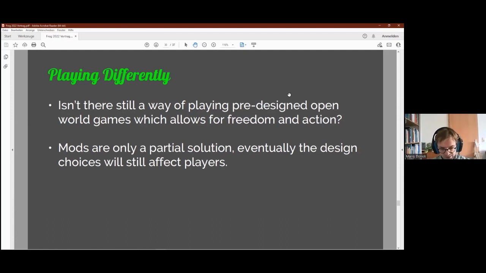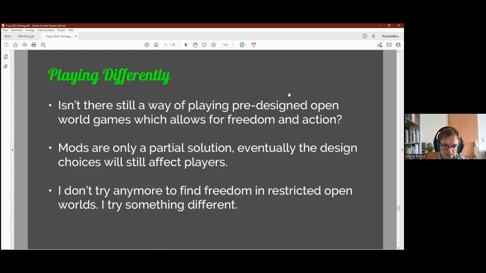the war will still affect you and demand engagement in it, just as in the Elder Scrolls, you'll come to a point where the implemented actions in the game software simply do not match what you actually prefer to do in a given situation. Therefore, I don't try anymore to find freedom in restricted open worlds, at least not in the software. I try something different.